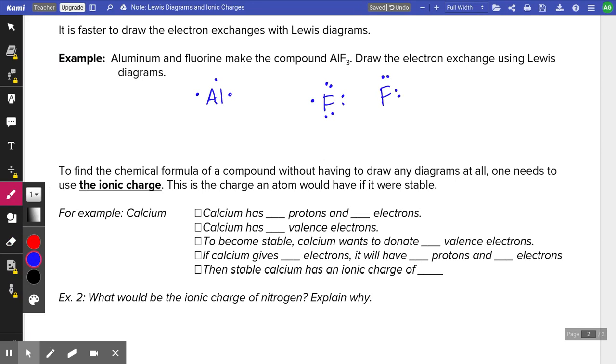So remember, we're doing 3 fluorines. And now we're going to indicate the movement of electrons with arrows from the atom that is going to lose the electrons to the atom that's going to gain them. Okay, so here aluminum is the one that's going to be losing the electrons. So we're going to draw those over here like this, okay? It's not super nice, but you get the point.